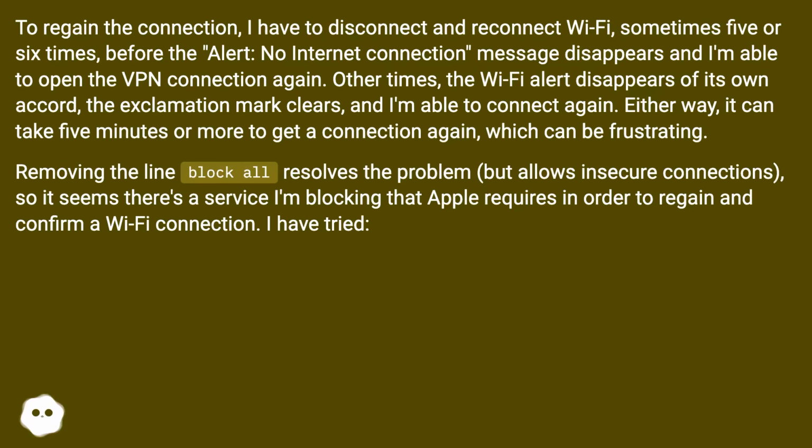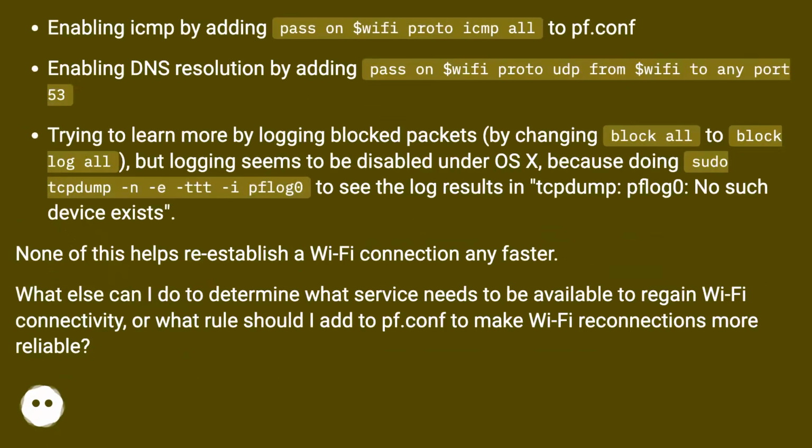Removing the line block all resolves the problem, but allows insecure connections, so it seems there's a service I'm blocking that Apple requires in order to regain and confirm a Wi-Fi connection. I have tried enabling ICMP by adding pass on $Wi-Fi proto icmp all to pf.conf. Enabling DNS resolution by adding pass on $Wi-Fi proto udp from $Wi-Fi to any port 53.